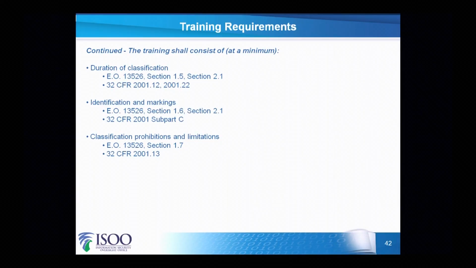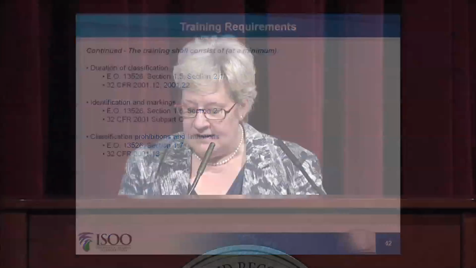But basically, information shall not be classified, continue to be maintained as classified, or fail to be classified in order to conceal violations of law, inefficiency, or administrative error, to prevent embarrassment to a person, organization, or agency, to restrain competition, or to prevent or delay the release of information that does not require protection in the interest of national security.